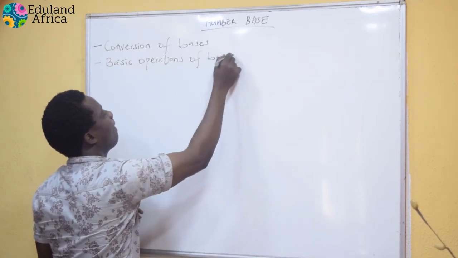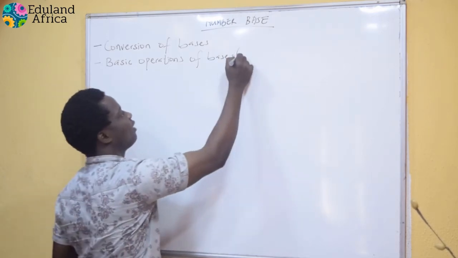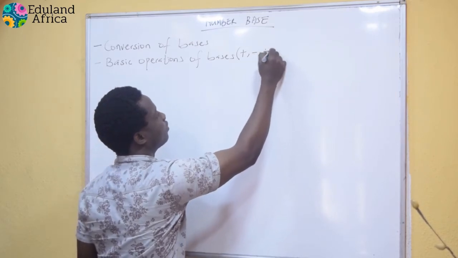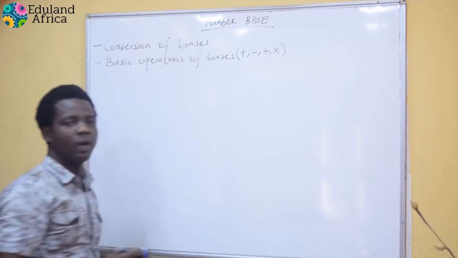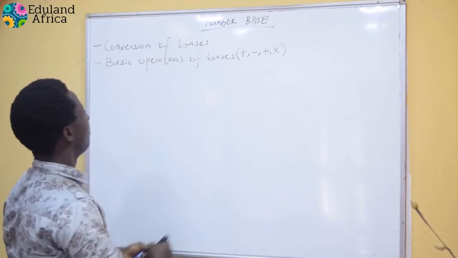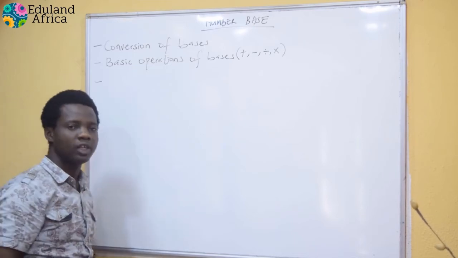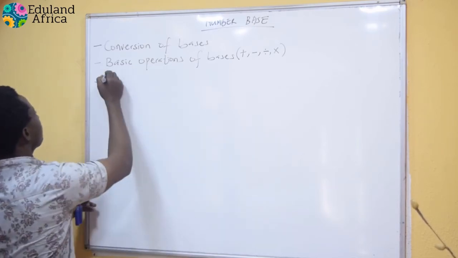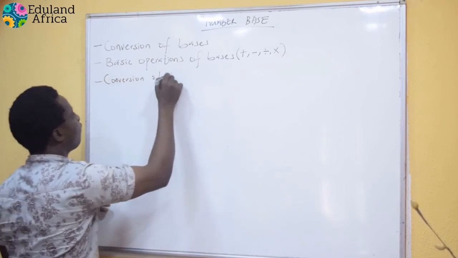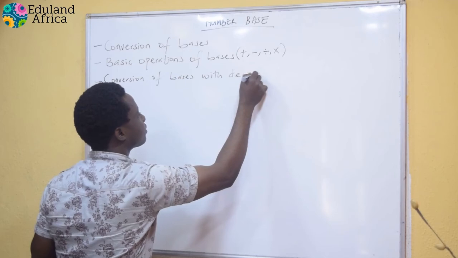Now, your basic operations from mathematics, you know them. They are your plus, your minus, your division, and your multiplication. So we are going to be manipulating numbers with different bases based on these operations. Okay. Now, we are going to be moving on to the next one, which we call conversion of bases with decimals.